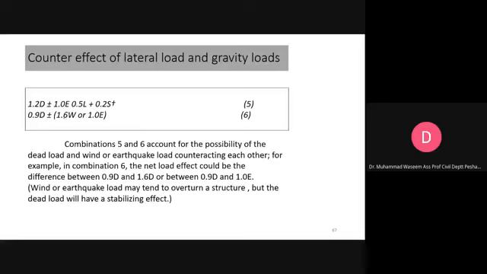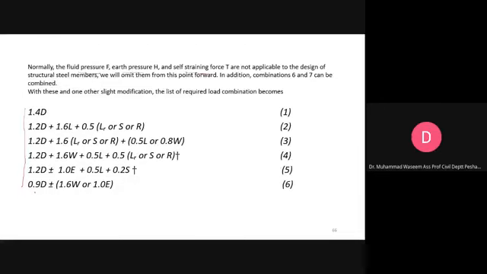If you look at these load combinations, let's look at this one for example. We have discussed that the load factors in LRFD are always greater than 1. But over here you will see a load factor which is less than 1, and it is combined with wind and earthquake.